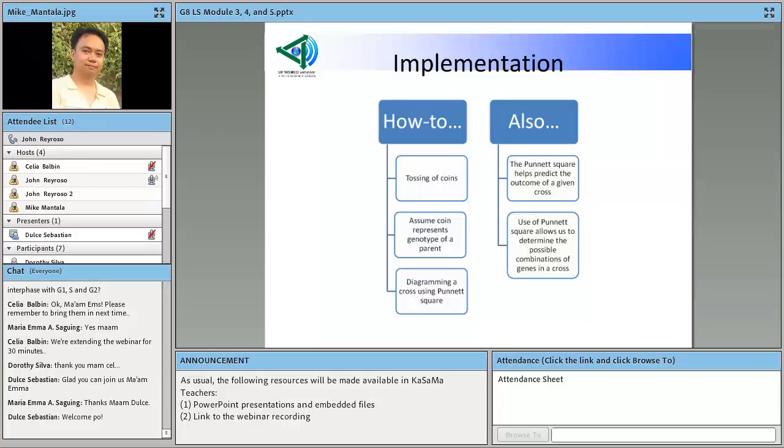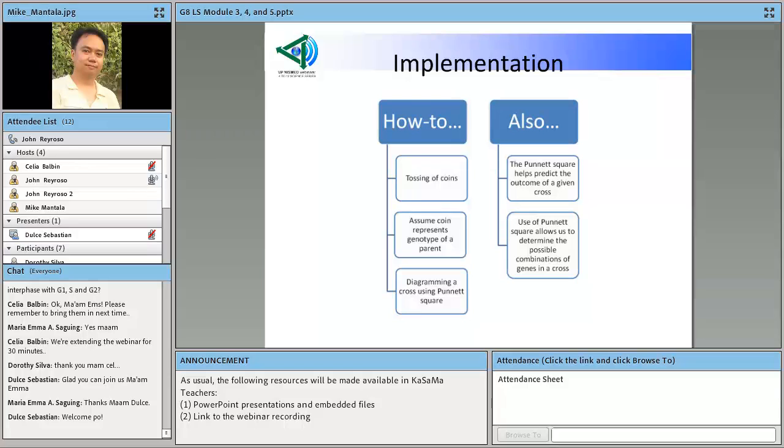After 50 tosses, we expect more or less 25 heads turning up and 25 tails turning up. But this is subject to chance and probability, so there could be slight deviations. The distribution would be something like that. What's important here is that our students are able to relate the tossing of coins to the probability of getting one type of genotype from our parents.